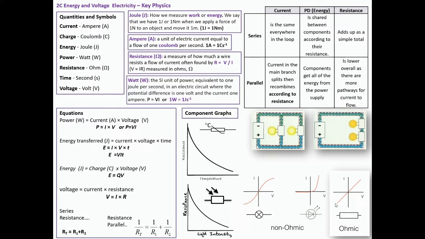An ohmic conductor, like a resistor at a constant temperature, gives a straight line graph of IV. Now, what's really weird is at GCSE, they often plot the graphs with the V across the bottom. That's because that's the variable that you change in the experiment. However, if you plot them this way, the gradient is actually 1 over the resistance. So if I plot it the other way around, with V up the y-axis and I on the x-axis, then it will curve the other way, and the gradient is the resistance. So that's worth thinking about. So there you go. That's the main bits for energy and voltage.